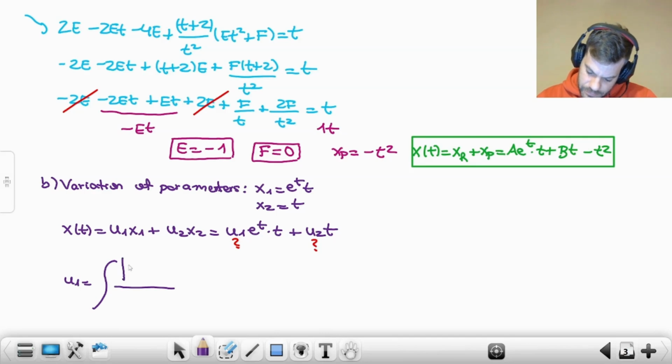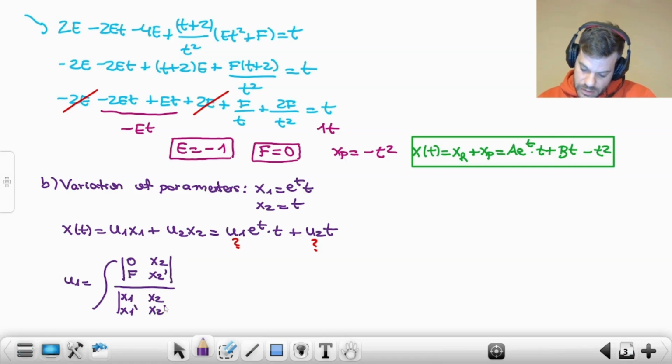Upstairs, we're solving for the quote-unquote first unknown, so it's like using Cramer's method when solving differential equations. In fact, we are doing just that, using Cramer's method. So 0 and non-homogeneous part, and here we have x2 prime. Downstairs, in the denominator, the Wronskian. x1, x2, x1 prime, x2 prime. Integral with respect to t. So this is the integral of.